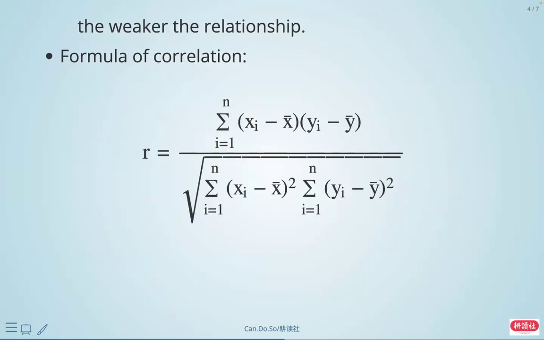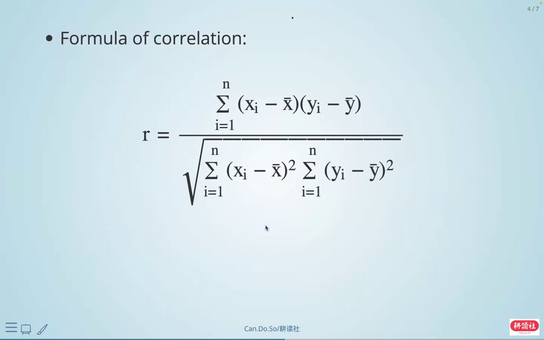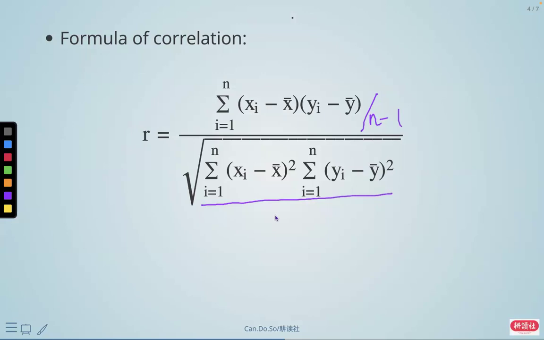And the formula of correlation is like this. It looks a little complicated, but actually, we can say that the numerator is the covariance, and the denominator is the two variances: x variance and y variance, squared. So it's the two standard deviations.